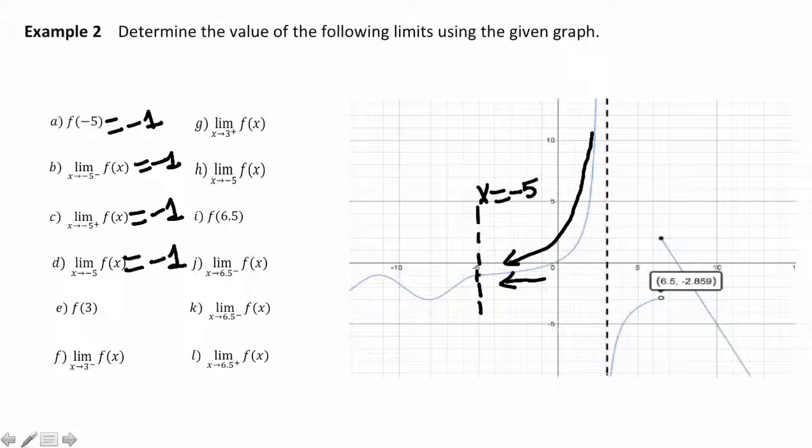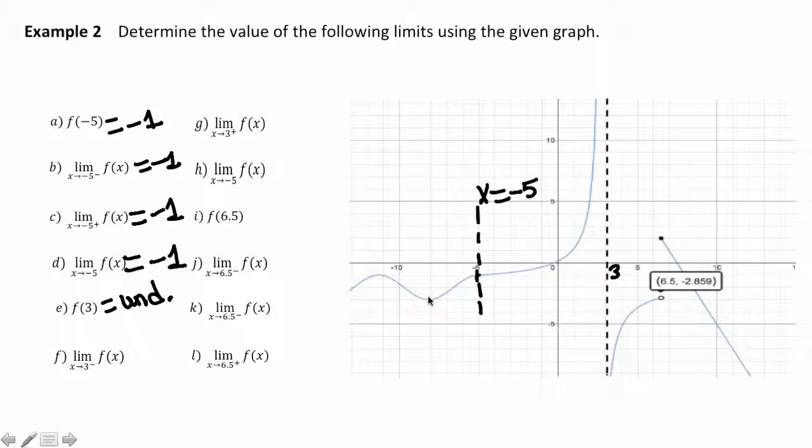All right, now let's look at f of 3. Let me erase this. So let's look at f of 3. So this is the value x equals 3 here. So notice that this is a vertical asymptote. This means that the point does not exist. There is no y value for this x value. So we say does not exist, or you can say undefined.